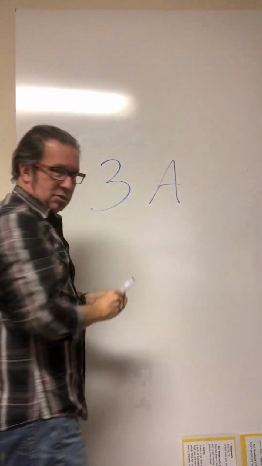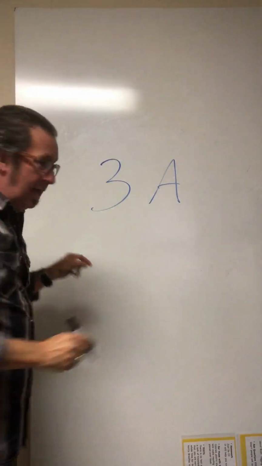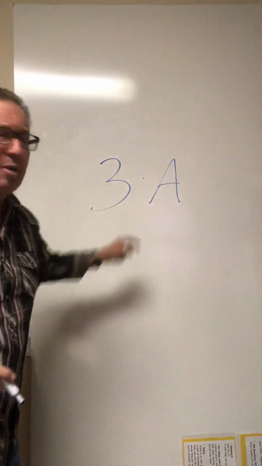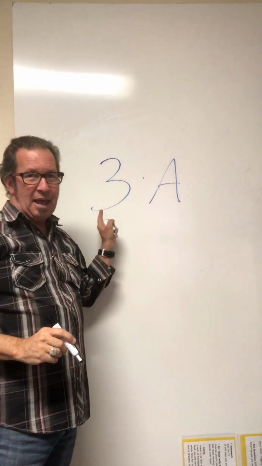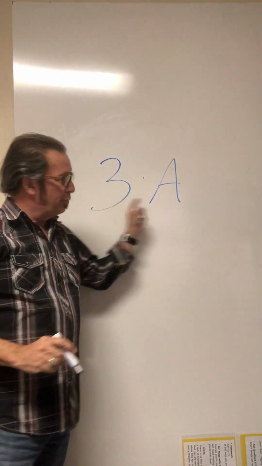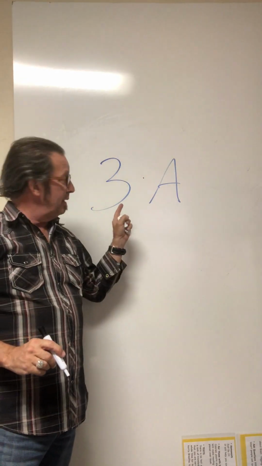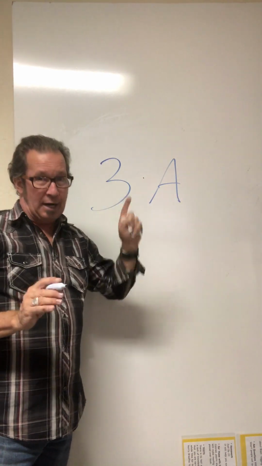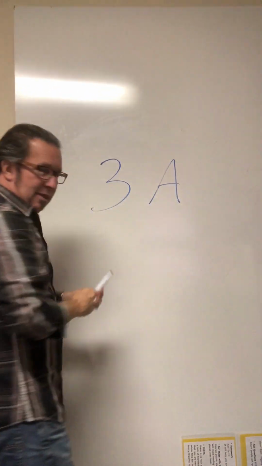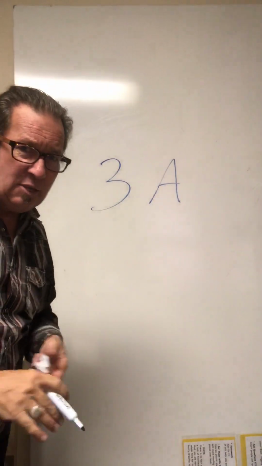Now, with this right here, that 3A, if you think about it having a tiny little dot, can you see that tiny little dot? Probably. But the dot's so small I can't see it. So 3A is 3 times A. All right? Remember that.